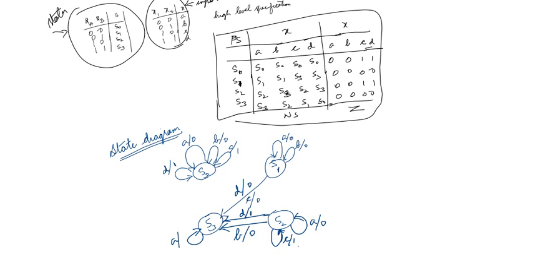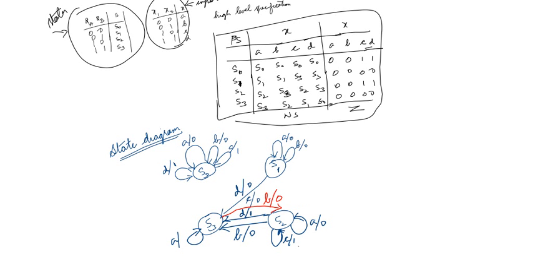Okay, I will use some other color for convenience. Right? We are in which state? S3. When the input is B, we go to S2. When the input is B, I am using red color. We are going to the state S2 with the output 0.